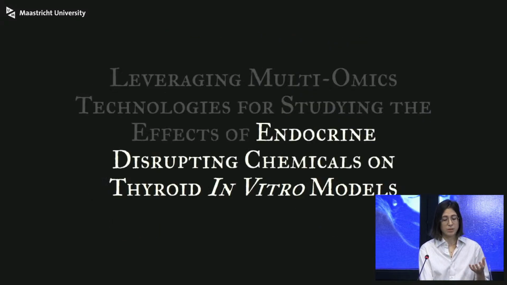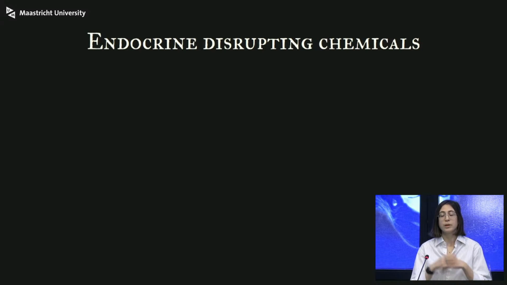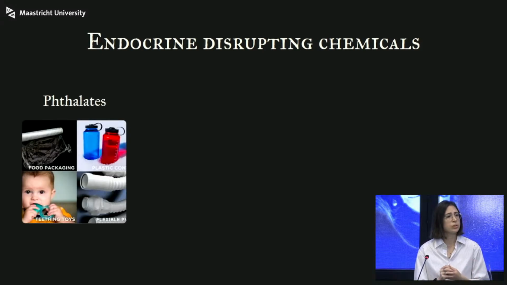Endocrine disrupting chemicals refers to a very broad category of compounds, mostly of man-made origin, but there are also some naturally occurring ones that can negatively interfere with the endocrine system. For my project, I studied 16 compounds divided into 4 different classes that can interfere with the thyroid. The first class is called phthalates. They are added to things made of plastic to make them soft and malleable and less brittle.